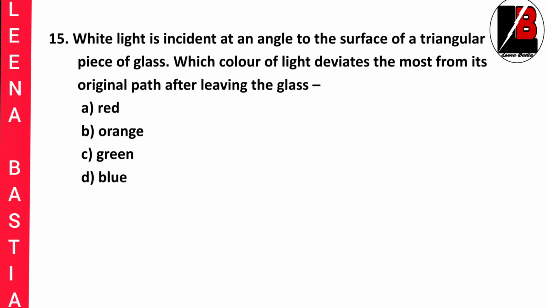The last question, that is question number 15, white light is incident at an angle to the surface of a triangular piece of glass. Which color of light deviates the most from its original path after leaving the glass? Options are A, red, B, orange, C, green, D, blue. So which one deviates the most? Yes, that is blue. Right? Among these 4, it will be blue.